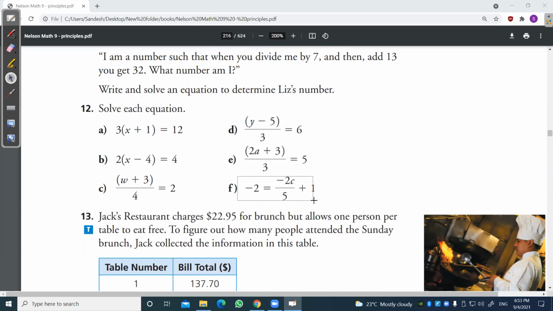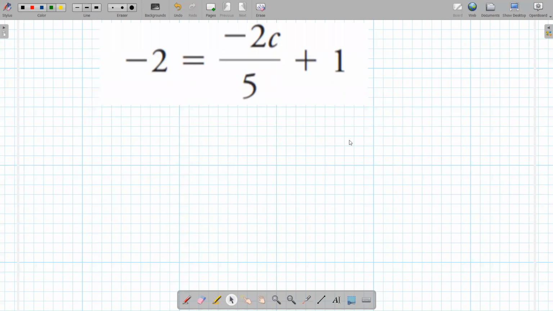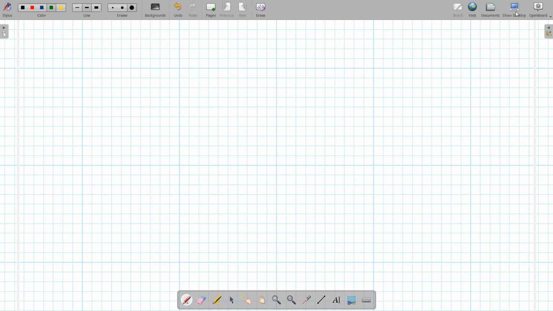What about this one? Bunch of negative signs. Minus 1, minus 2, minus 1. Yeah, good. So that's minus 3 equals minus 2c over 5. Now multiply by 5 on both sides. So minus 15 equals minus 2c. And then minus 15 divided by minus 2. So the answer is 15 over 2 because the two negatives cancel out. Yeah, 7.5.